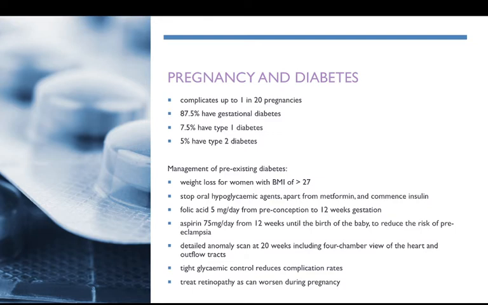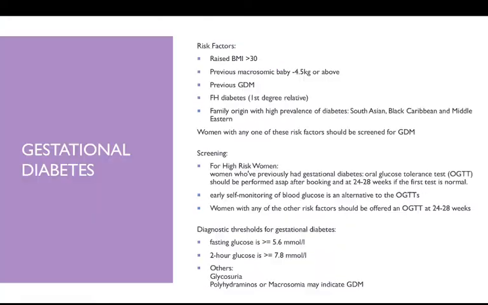Women with pre-existing diabetes need to be on folic acid 5 milligrams per day from when they're planning to get pregnant up until 12 weeks gestation. They also need to be taking aspirin prophylactically, 75 milligrams a day from 12 weeks until they give birth, to reduce the risk of preeclampsia. They require a detailed anomaly scan at 20 weeks to check for any cardiac malformations. They need tight glycemic control to reduce complication rates, and their eyesight also needs to be checked because retinopathy has been found to worsen during pregnancy. So this is the management of a woman with pre-existing diabetes.